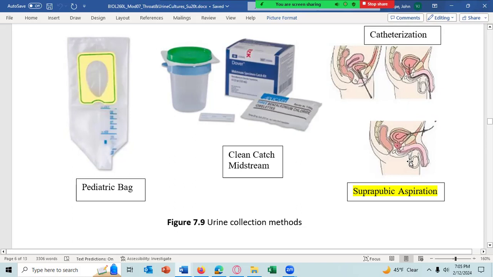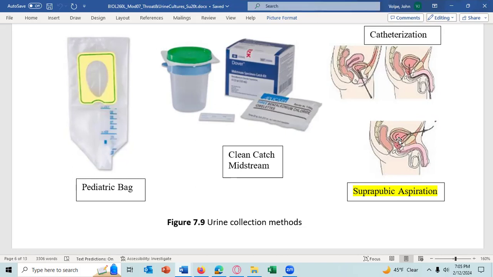To get bacteria free, you have to use a suprapubic aspiration, put a needle directly into the bladder, and then sample the urine directly from the bladder. Patients especially don't like this because that's a puncture wound into their bladder, and obviously you have to get a needle stick. But if you want a bacteria-free sample and directly sample the urine from the bladder, you need to do that.